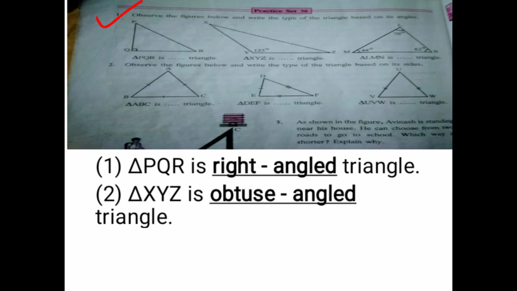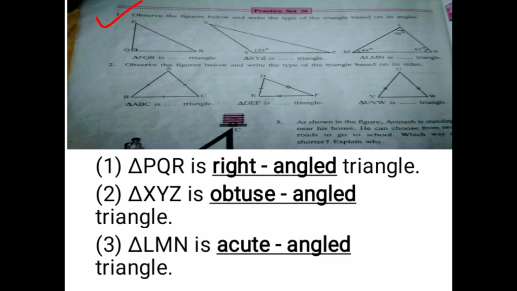Next, triangle LMN. Which type of triangle is it? All three angles are less than 90 degrees. So less than 90 degrees means acute angle triangle. Triangle LMN is an acute angle triangle.